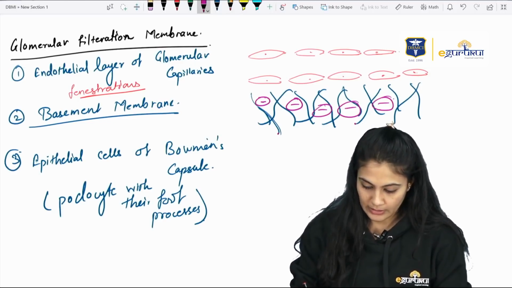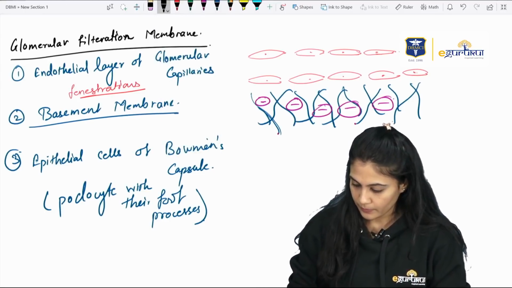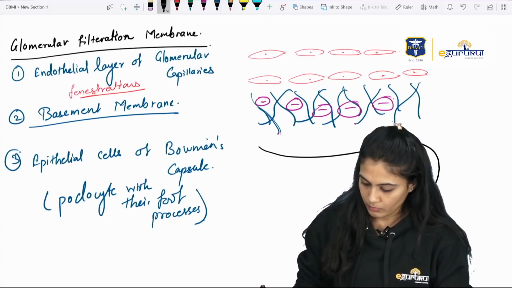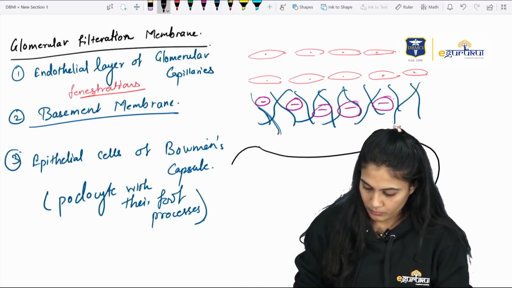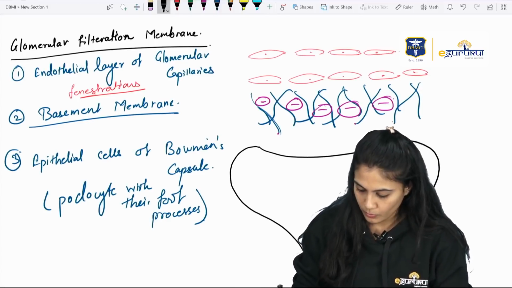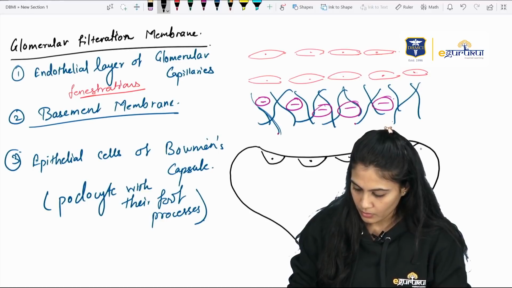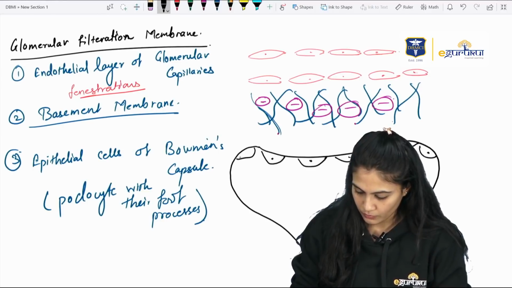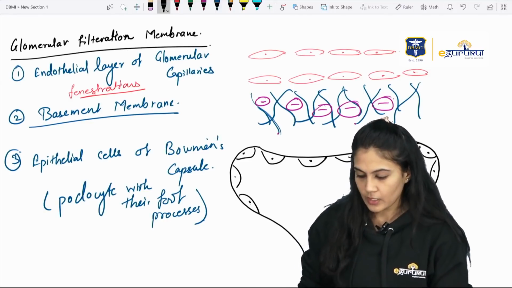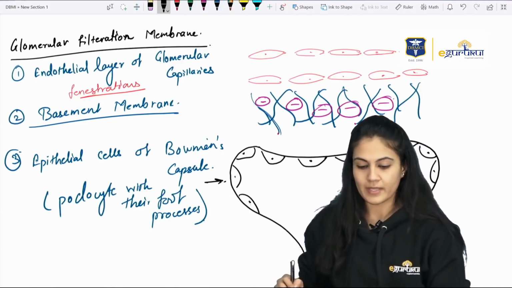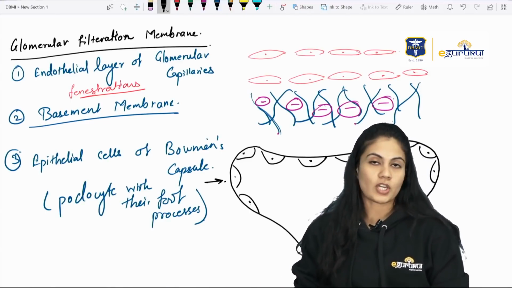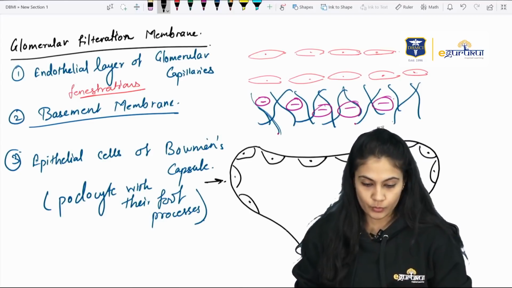Let's draw the epithelial layer also. Let's draw it with the black. Suppose this is the last layer of the epithelial cells and their podocytes. Obviously, we are not going to invest much time in the drawing, right? So suppose this is the third layer of the Bowman's capsule, which contains the podocytes and their foot processes.